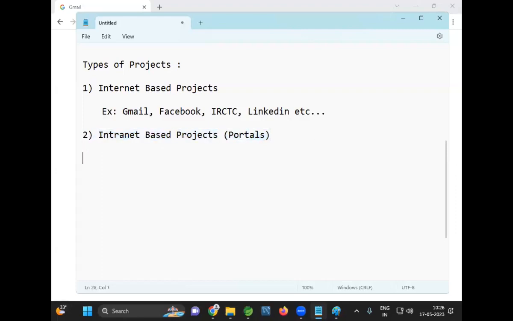For example, if you go to the Aadhaar card application, can you apply for an Aadhaar card on your own? No. Why? That is not an internet application. Aadhaar card is an intranet application. If you want to apply for the Aadhaar card, you need to go to the Aadhaar center and talk to the employee in that office. They will access the Aadhaar application. They will apply for the Aadhaar card for you.